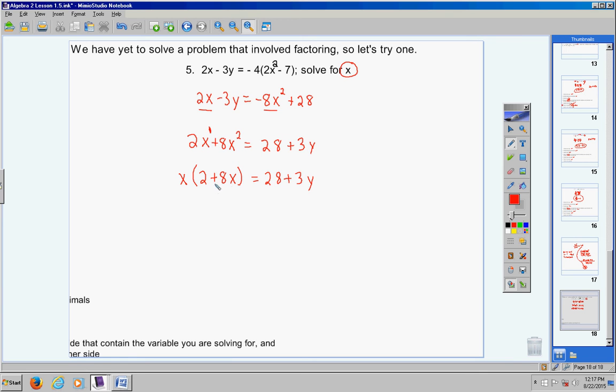But having said that, look again at what I've done here. I pulled out an x, there's none left. Pulled out an x, I had 2, now there's 1. By the way, you can check your work. Take this x and multiply it back through. X times 2 is 2x. X times 8x is 8x squared, so it does work.